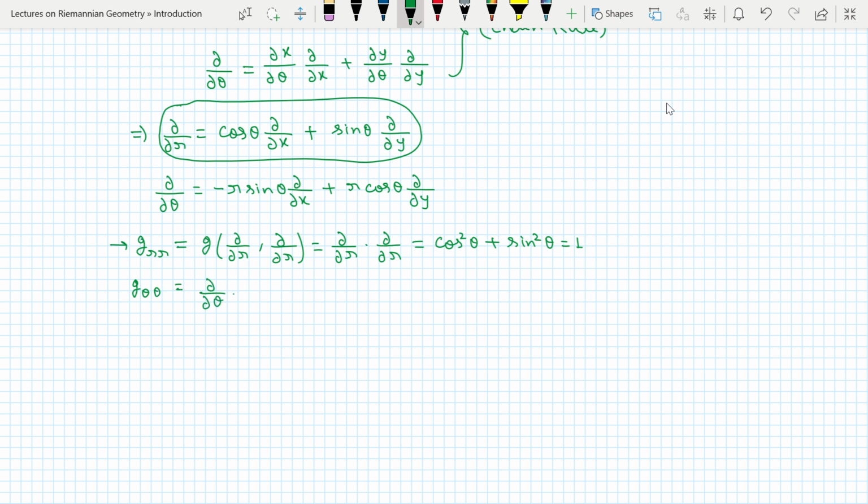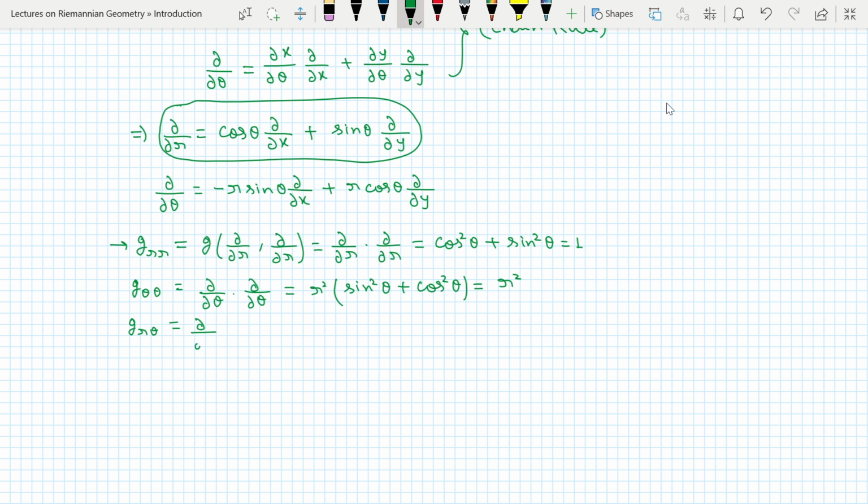Similarly, g_θθ is ∂/∂θ dot product ∂/∂θ. That will be, you can take r out, so this will be r² times sin² θ plus cos² θ. So this is equal to r².